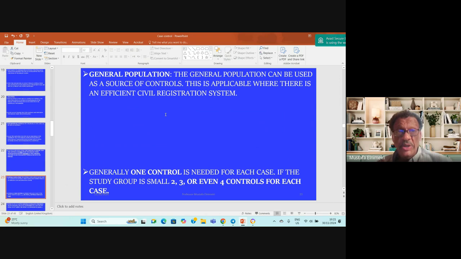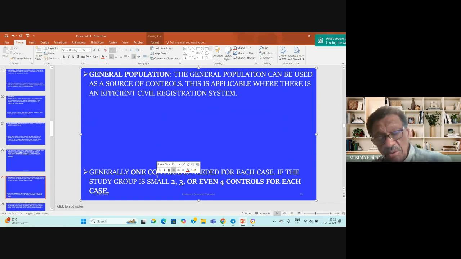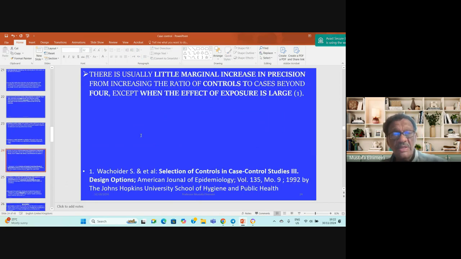The general population is another source for controls and can be used, and this is applicable if we have an efficiently functioning civil registration system. Generally, one control is needed for each case, and if the sample size of the study is small, then we can select 2 or 3 or even 4 controls for each case, but not more than this.